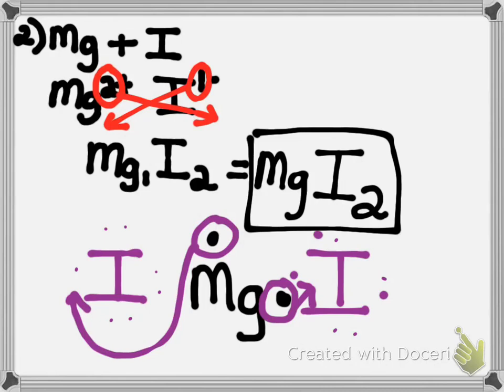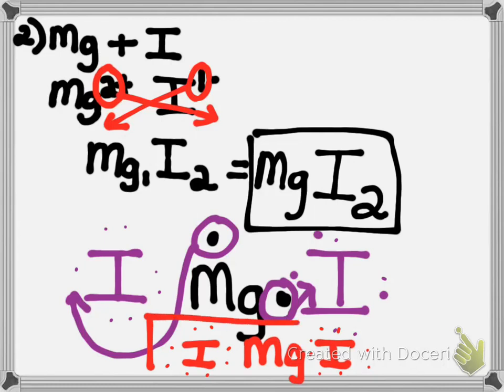And so our total formula, our end formula, is going to be, change colors, I with 8 dots around it, magnesium, and then I again with another 8 dots around it. And what we've done here is made it to where magnesium now has a full valence shell, and so do both iodines. And so both elements are happy.